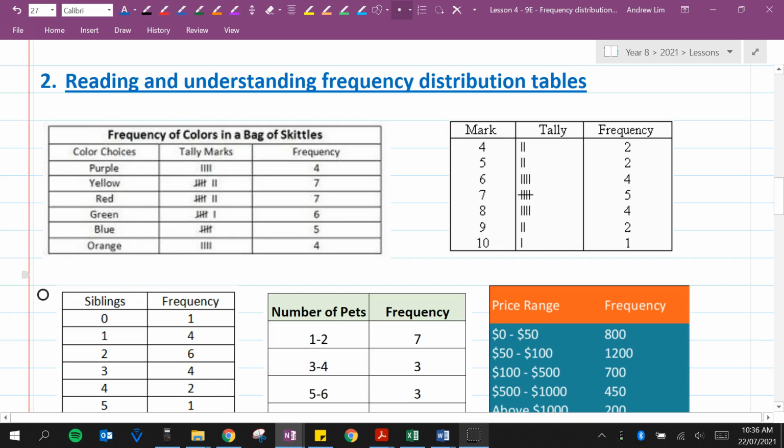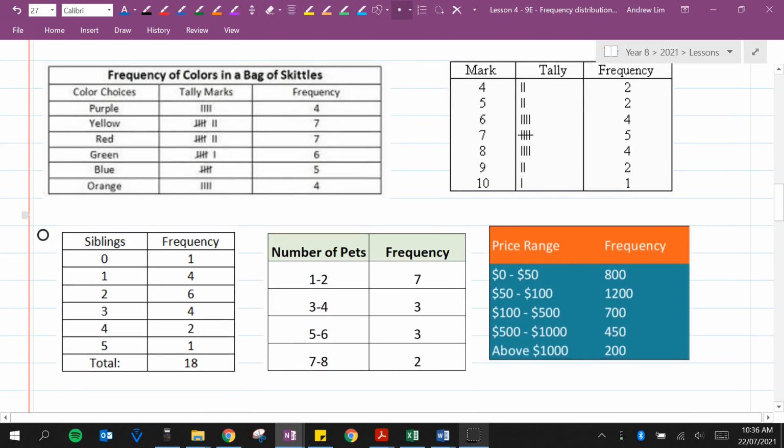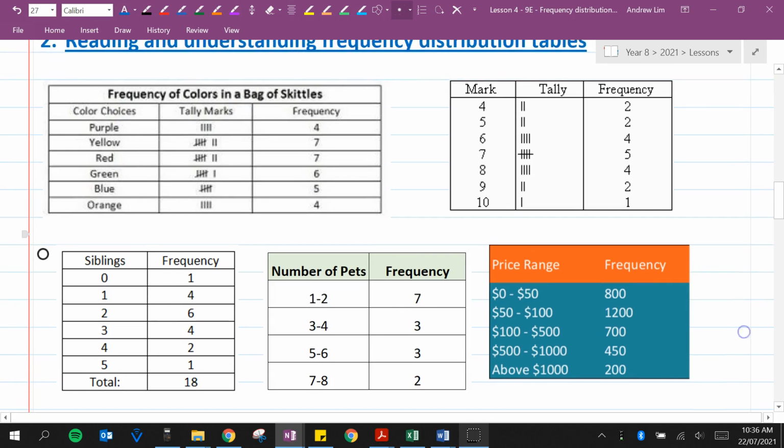So we can see here that in both of these examples, they have tally marks. Okay, not all frequency distributions have tallies, but like we have here in the second row, none of them have tallies. So I just wanted to show you both examples so you can get used to it.